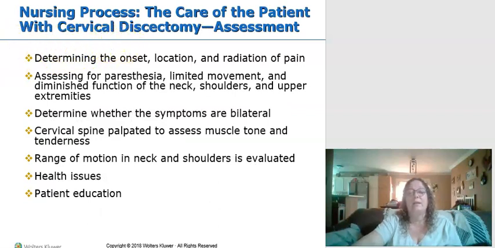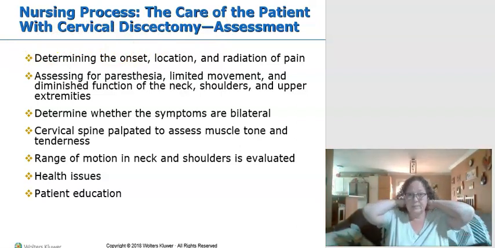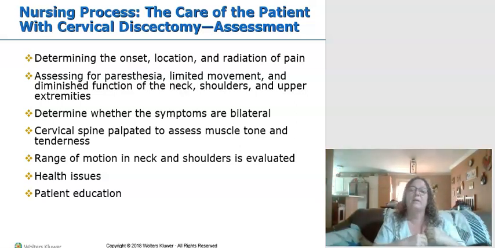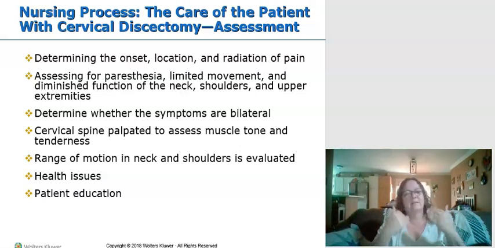We're going to talk about one type of spinal surgery. I'm going to talk briefly about the assessment of cervical discectomy. So this is doing a discectomy in the cervical spine. We want to determine the onset, location, and radiation of the pain. We want to assess for any paresthesia, limited movement, and diminished function of the neck, shoulders, and upper extremities, because this is the discectomy, right? So think of where it is. It's the same thing, just a different location.